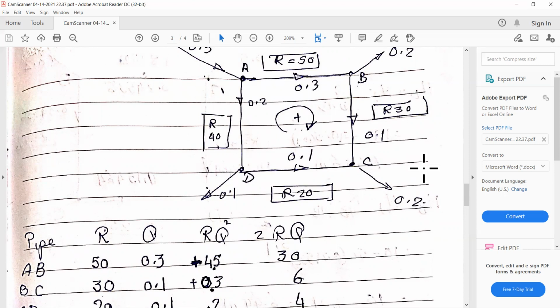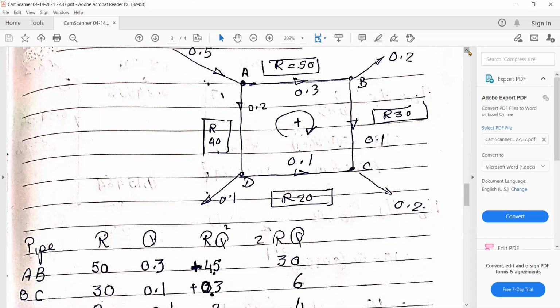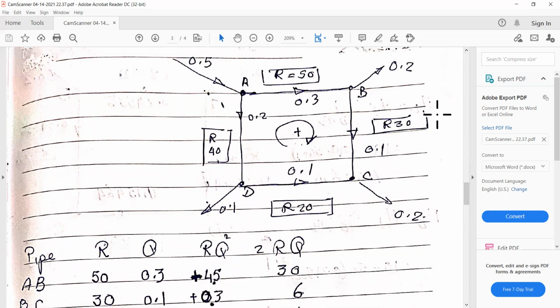I would like again to make sure that the mass conservation is satisfied. It is satisfied for the whole loop. The supply is 0.5, and the total of the demand is also 0.5. 0.2 plus 0.2 plus 0.1 is 0.5. So the mass conservation is satisfied for the whole loop together. The mass conservation is also satisfied for each nodal point.